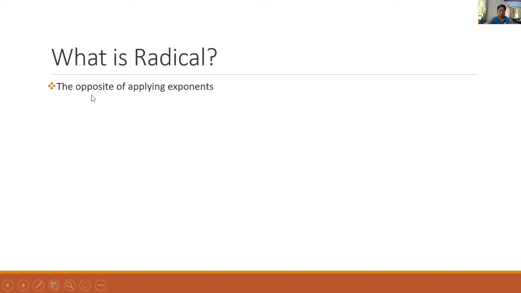The radical is the opposite of applying exponents. If you can still recall, exponent indicates how many times the base is used as a factor. Now, if this is the opposite of exponent, the given will be the final answer, and we are actually looking for the value which is used as a factor. Yung ginamit natin para makuha yung mismong given. Okay? Kaya nga ang tawag natin dito sa radical, this is also known as the root.